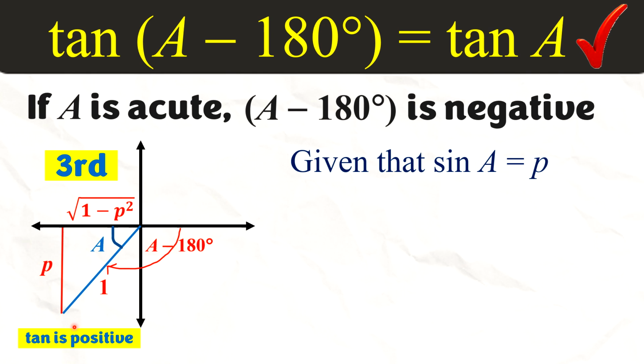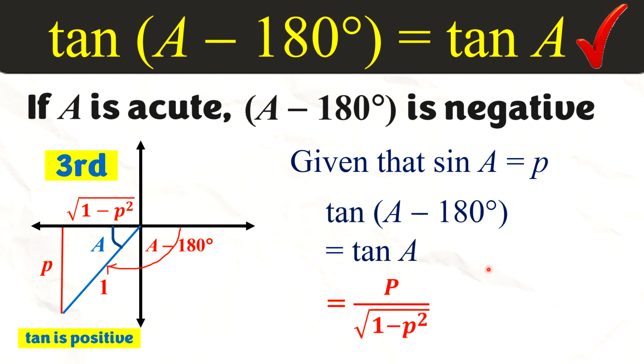Now, in order for me to find tangent of A minus 180 degrees, this is actually the same as tangent A. So all I need to do is simply work out the tangent of A. And what is tangent of A? It is simply opposite over adjacent. Applying this, I am able to derive my answer, which is p over square root of 1 minus p squared. So this is how we easily get the answer, and this is done.